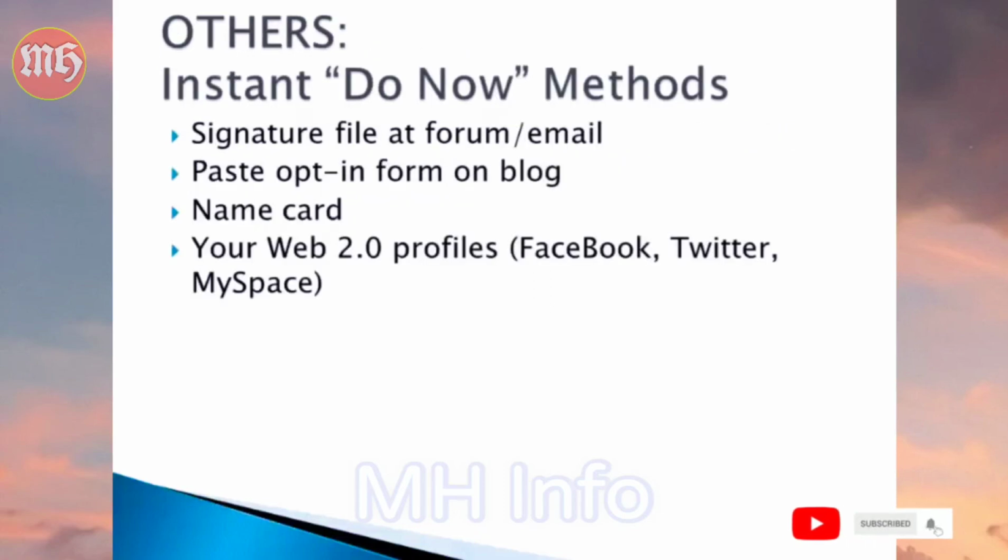Others: instant, do now methods. Signature file at forum or email. Paste opt-in form on blog. Name card. Your Web 2.0 profiles like Facebook, Twitter, and MySpace. We have already run through quite a number of traffic generation methods with you by now, and hopefully you've benefited a lot from this. It is quite easy to perform, and you can pull off most of these methods right away. Stick to 1 or 2 methods first, and then you can start increasing from then on. However, before we wrap this up, there are still a few more instant do now methods that you can start on right away, such as in the next 5 minutes.